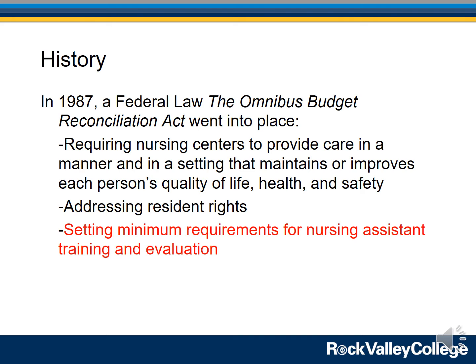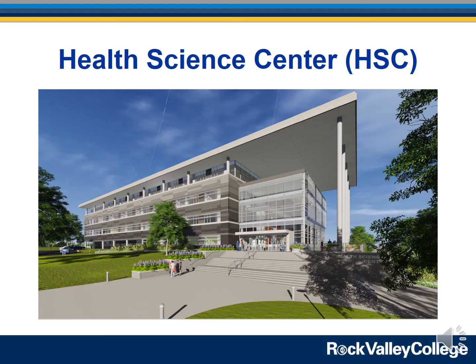A little history. In 1987, a federal law, the Omnibus Budget Reconciliation Act, went into place. It stated that nursing centers are required to provide care in a manner and in a setting that maintains or improves each person's quality of life, health, and safety. It also addressed resident rights as well as setting minimum requirements for nursing assistant training and evaluation. We moved into the new Health Science Center in August of 2017.